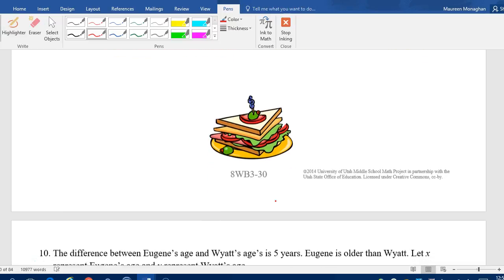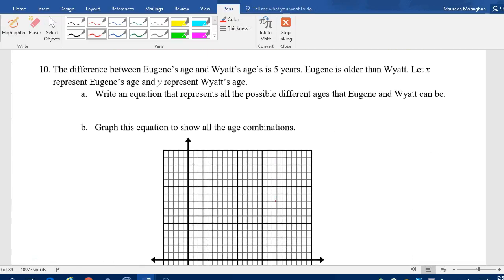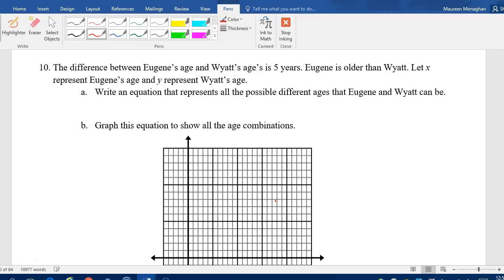Okay? The next one, the difference between Eugene's age and Wyatt's age is 5 years. Eugene is older than Wyatt. Let X represent Eugene's age and Y represent Wyatt's age. Okay, write an equation. All right, so we have Eugene. Eugene is older. And then we have Wyatt. Oh, wait. The difference between is 5 years. Okay, I don't want to highlight that part. We just have Eugene and Wyatt. Okay, and Wyatt. X and Y represent Eugene's age and Wyatt's age.